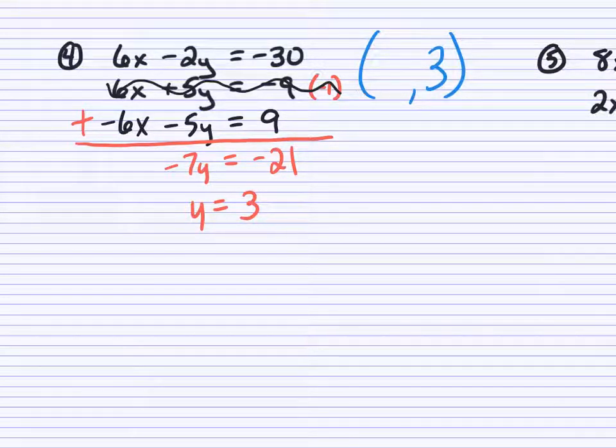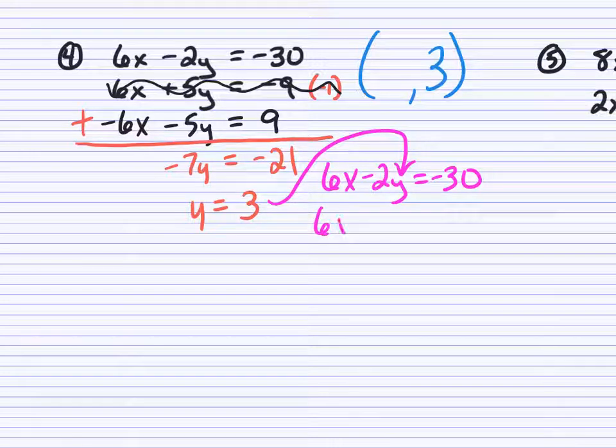Always got to go back and get the other variable, and we have 3 choices. The top equation, the one that's scribbled out, and the bottom equation. And of the 3, I think the top one looks the easiest. Y is 3, so I'm going to plug a 3 in for my y.